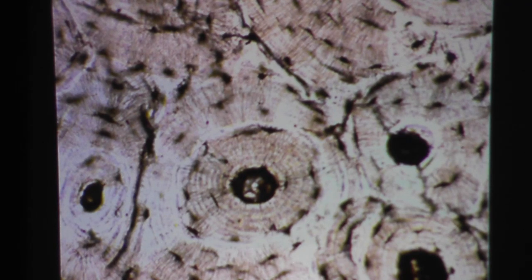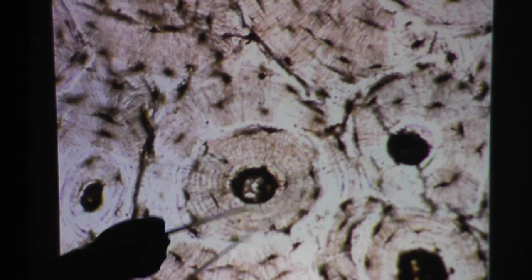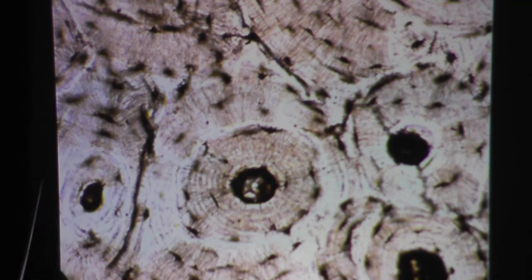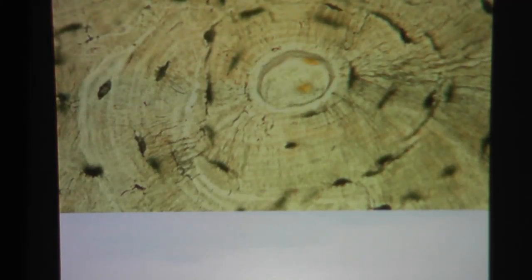Here we have compact bone under lower power, and here's one osteon, another osteon, another osteon, another osteon. So these would be running into the screen and out of the screen. Here's another osteon all by itself.